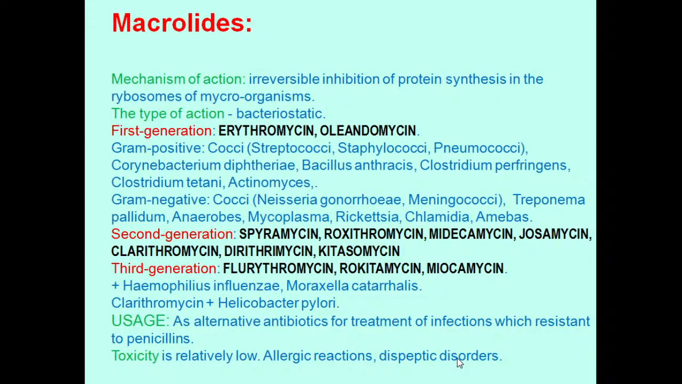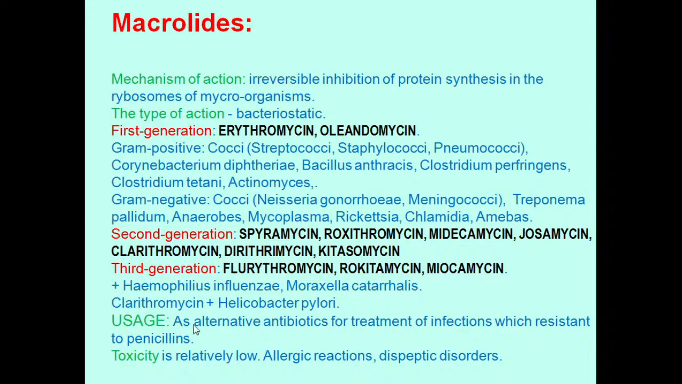Ordinary macrolides, or simple macrolides. The mechanism of action is reversible inhibition of protein synthesis, and the type of action is bacteriostatic. First generation includes erythromycin and oleandomycin. The spectrum of action is not very wide, but a little wider than in biosynthetic penicillins. In the second generation, the spectrum of action is wider.